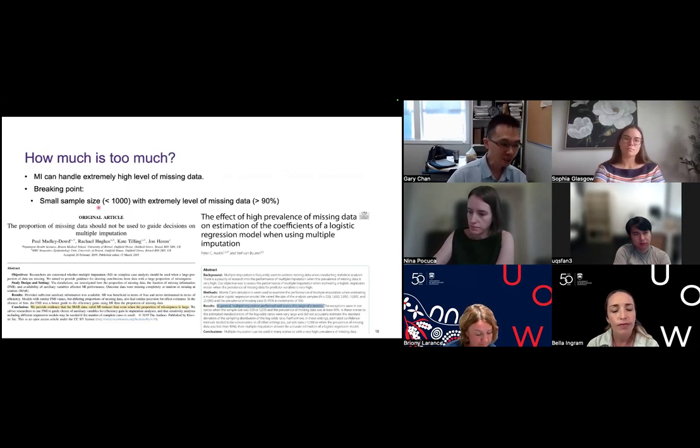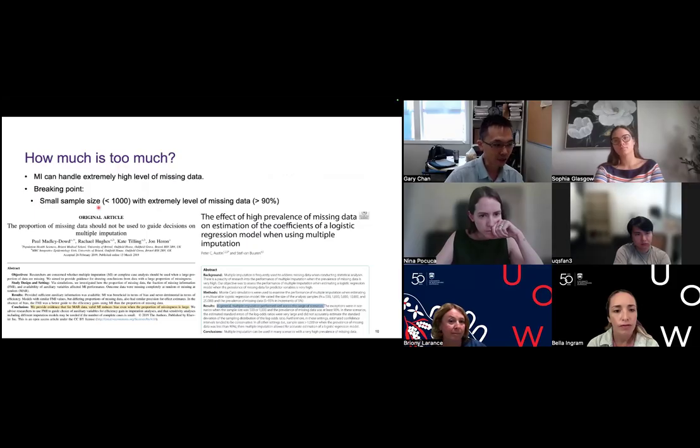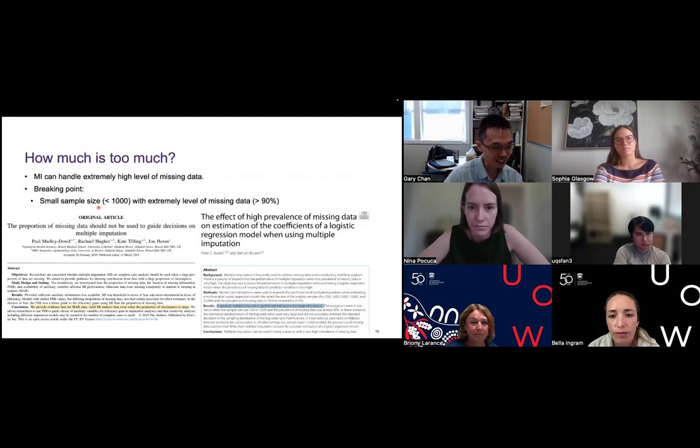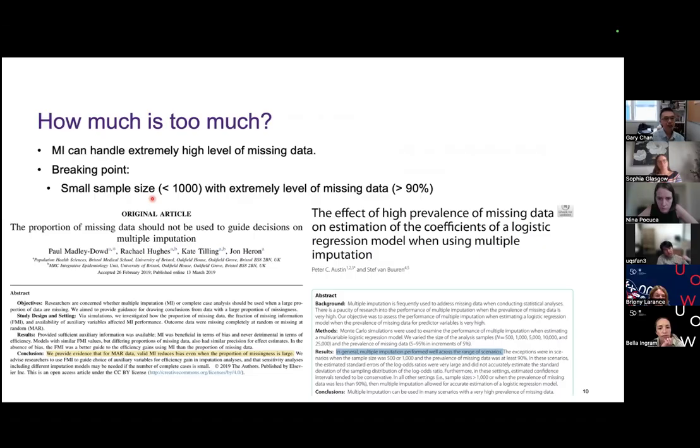Another question that is often asked by applied researchers is how much is too much. For example, when researchers see that 20, 30, or 40% of the data is missing, they are hesitant to use imputation methods. Actually, if you have 40% missing data, you should use multiple imputation more, because if you do complete data analysis, it's very likely that there is missing data bias that you haven't addressed.